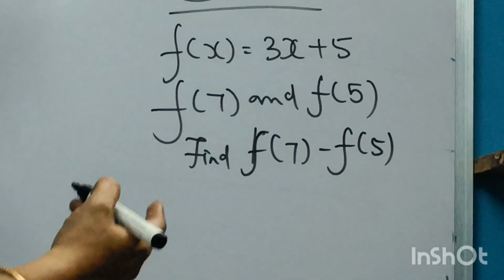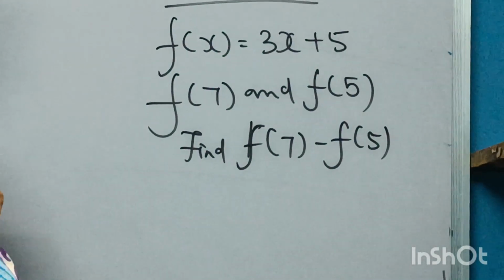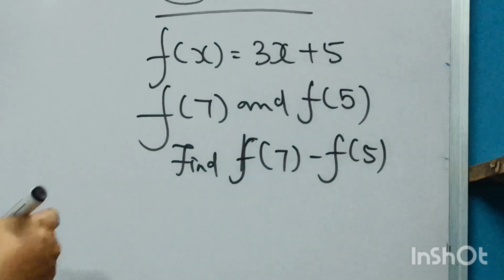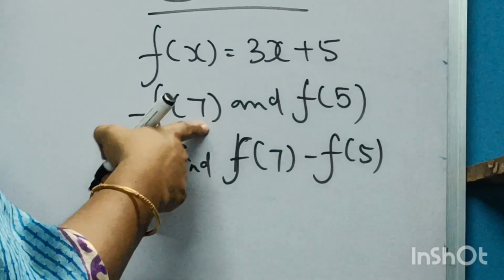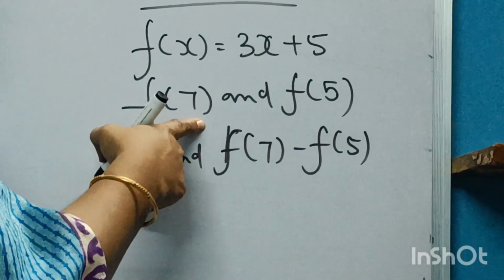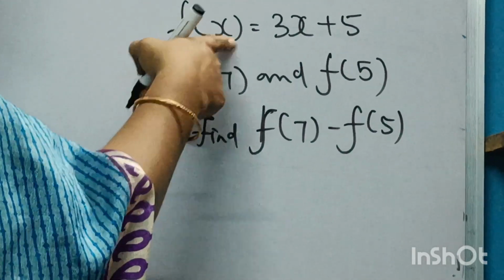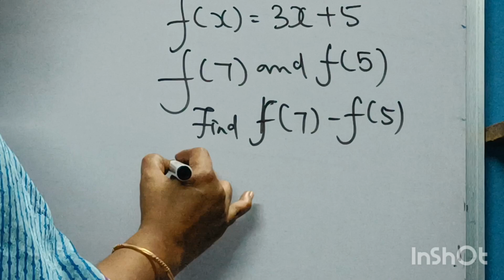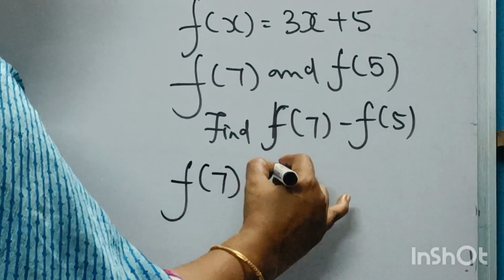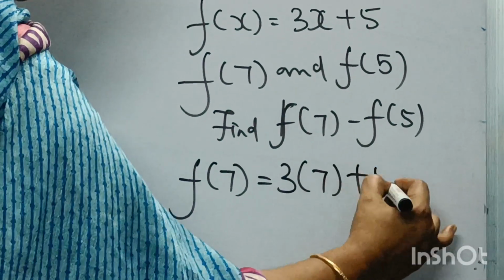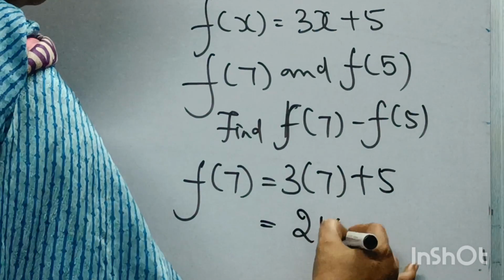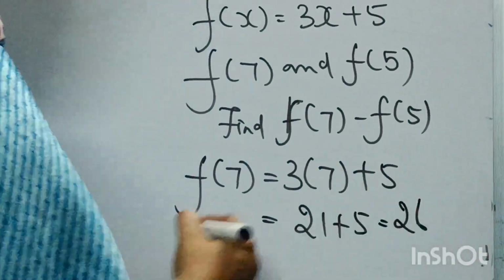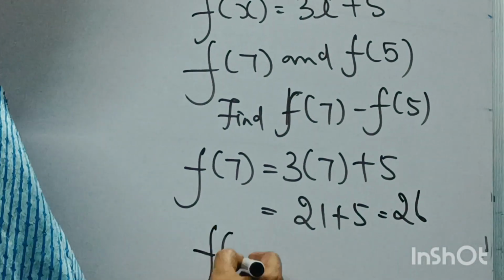So the given polynomial is f of x is equal to 3x plus 5. If x is equal to 7, we have to substitute the value of x in f of x, the given expression, and find the value. That is, f of 7 is equal to 3 into 7 plus 5, which is 21 plus 5, which is 26.